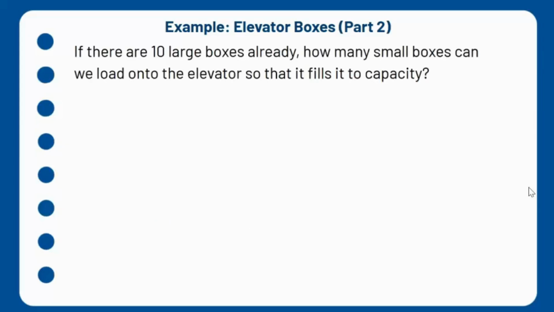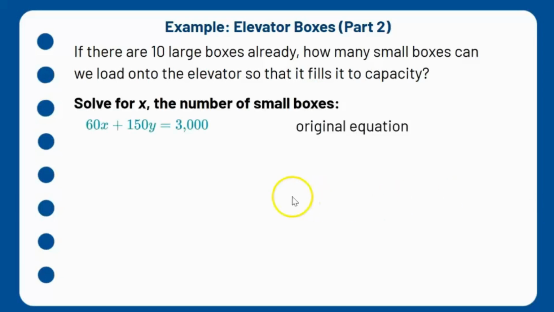Now we can use the equation from the previous slide to answer a question about elevator boxes. If there are 10 large boxes already, how many small boxes can we load onto the elevator so that it fills to capacity? We can substitute 10 for Y and perform acceptable moves to solve the equation. Or, a more efficient way would be to first solve for X.